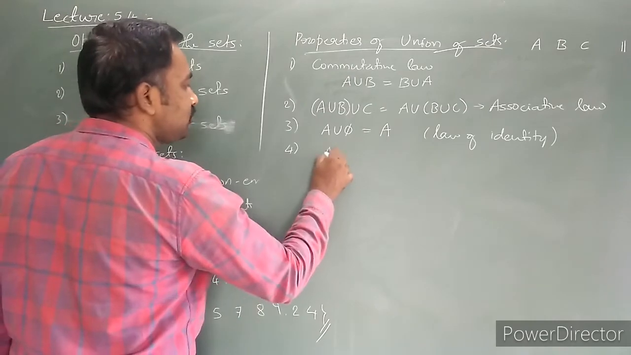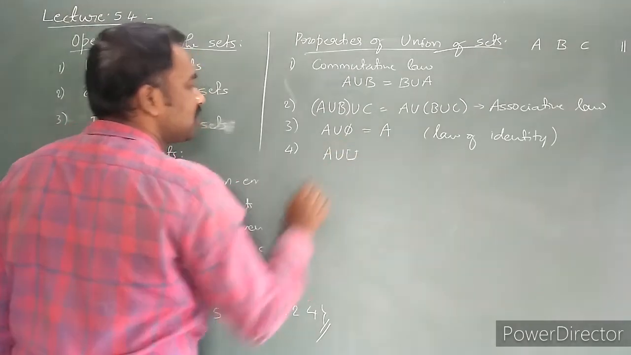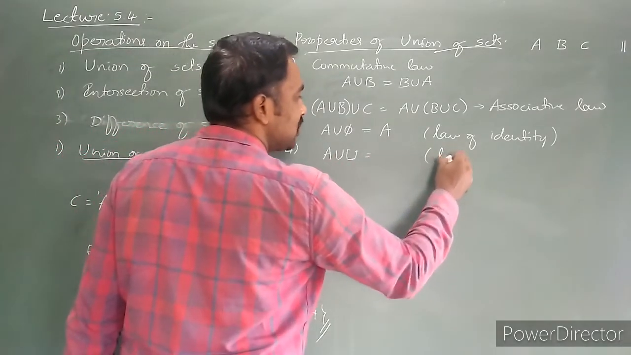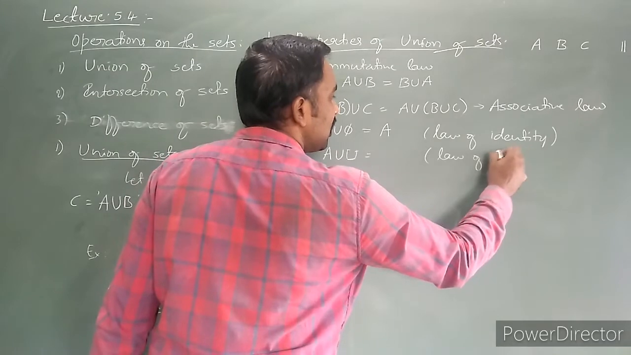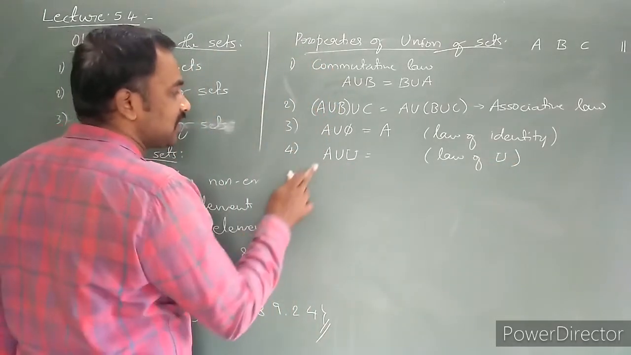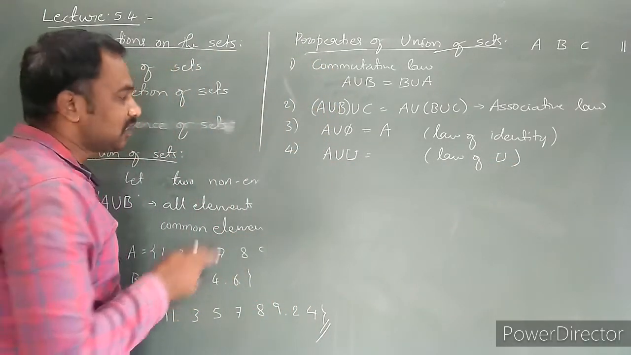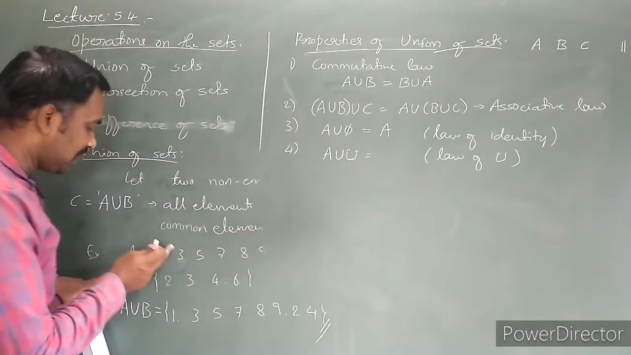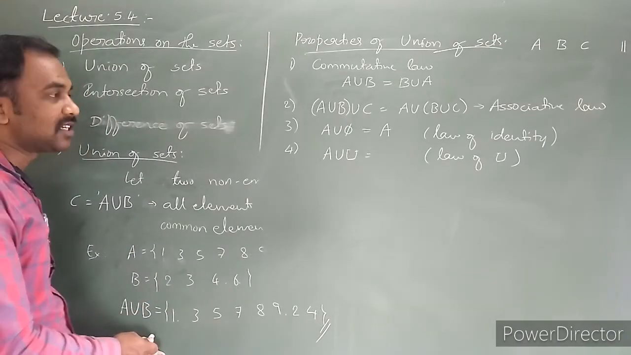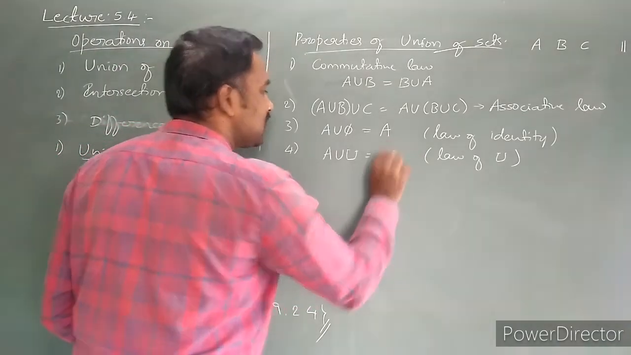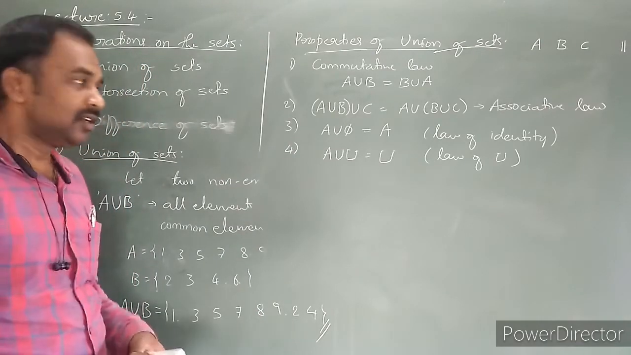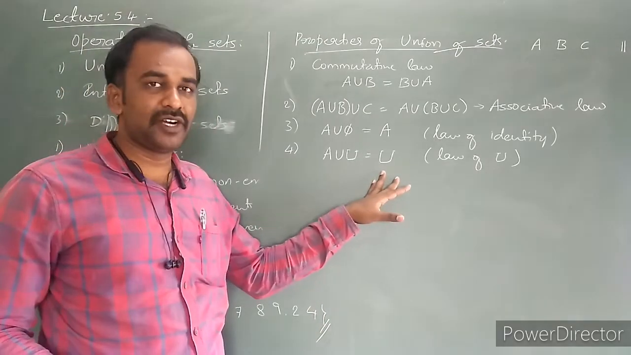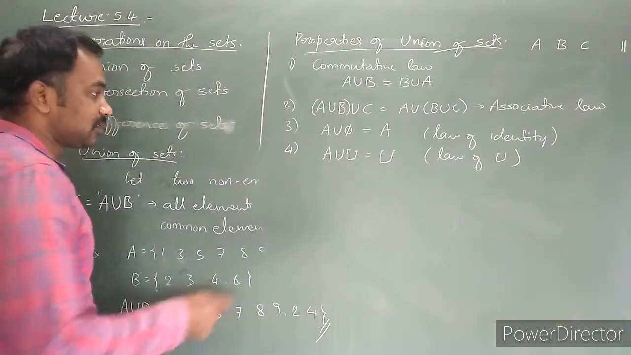Next, fourth one: A union universal set. Law of inverse, or law of U. What is the law of U? Law of U is nothing but the law of universal set. A union U: the set A union the universal set, all the elements of A and all the elements of the universal set. Can I say that it is the universal set? The universal set is nothing but the set which consists of all the elements in it. Whatever well-defined objects are there, all the elements are contained in it.